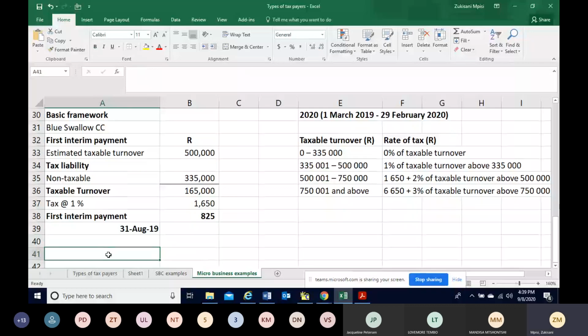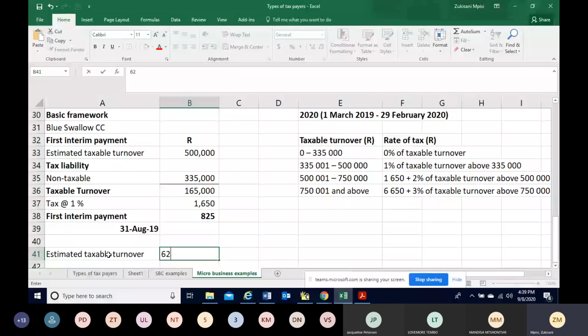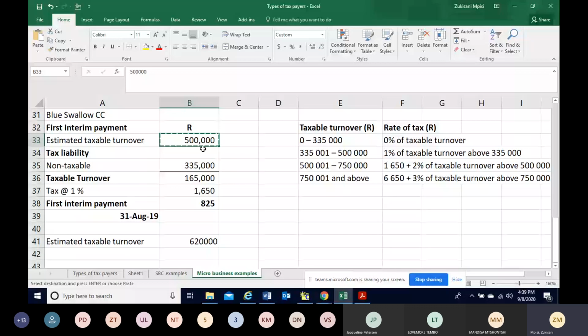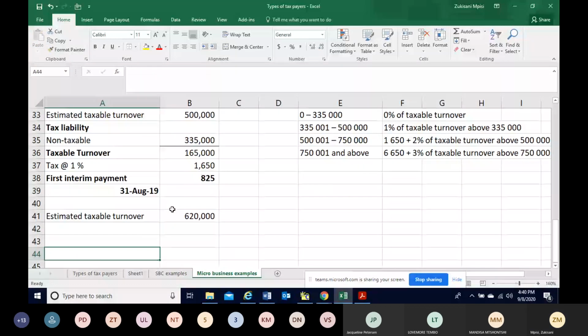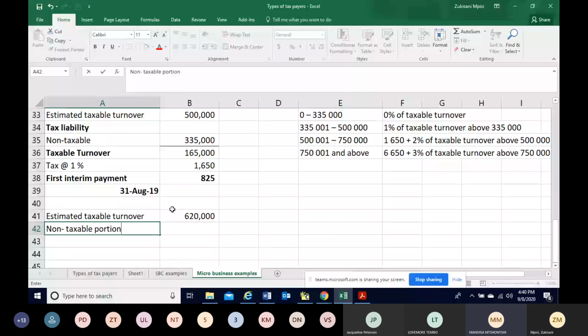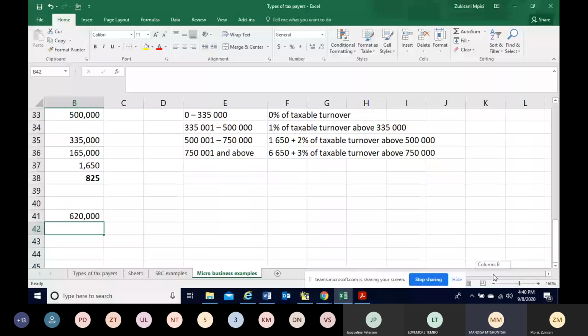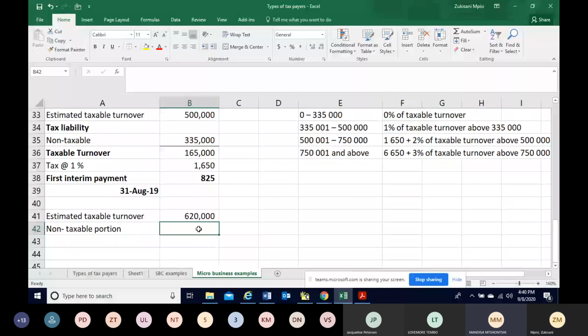Now, when the year ends, you have been informed in the question that for the second part of the year, you have an estimated taxable turnover of 620,000. Anyone who can quickly do the second calculation? 620,000, what do we do on this one? Can I try again? We say 620,000 minus 500,000, which is non-taxable, and then we multiply the answer with 2%.